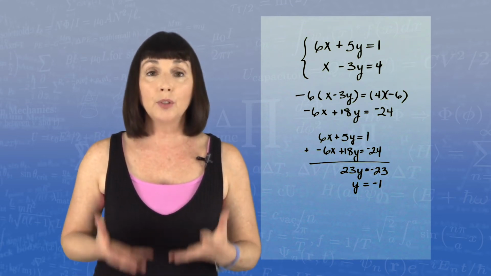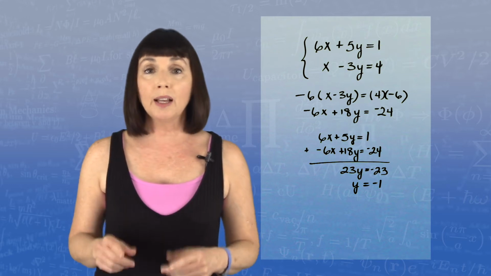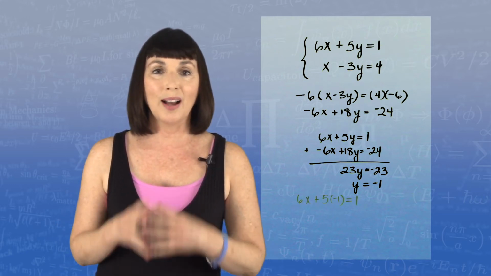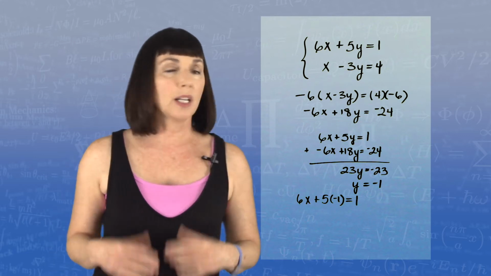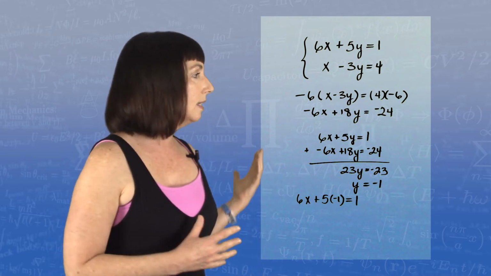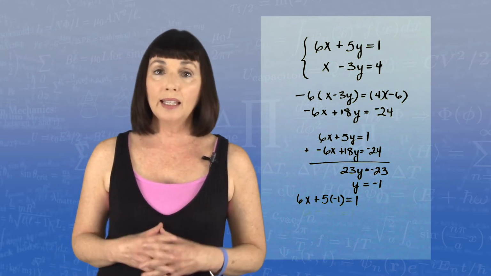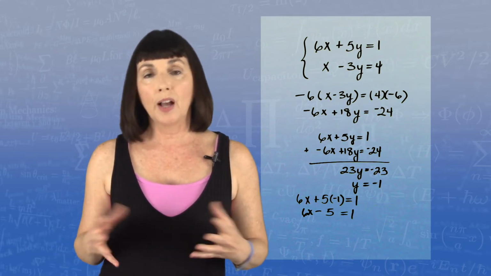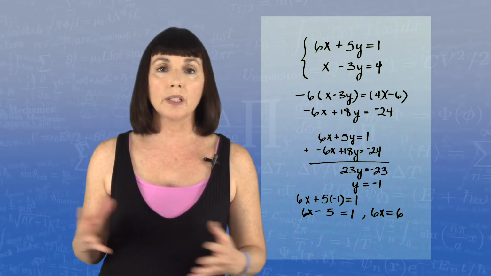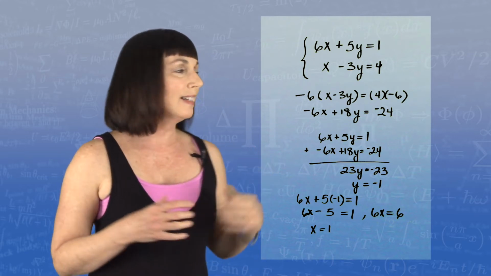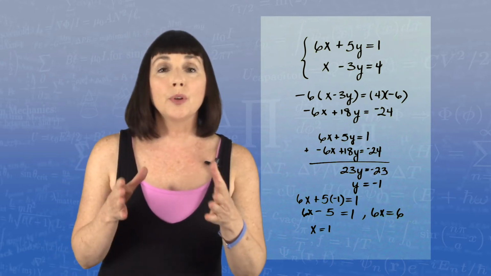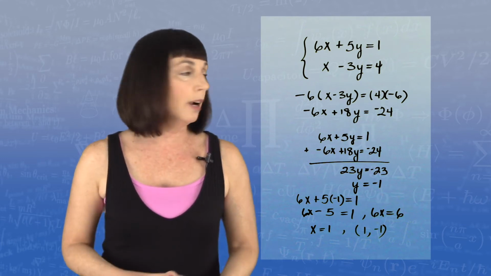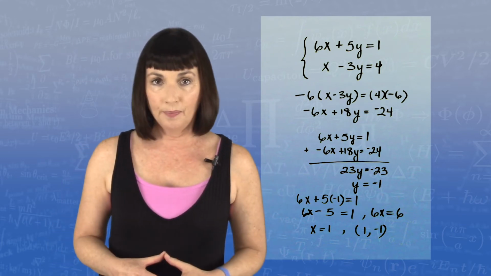Now I have a value for y, so I can plug that into my equation 1 and solve for x. So I get 6x plus 5 times negative 1 is equal to 1. And that gives me 6x minus 5 equals 1. Adding 5 to both sides, 6x equals 6, or x is equal to 1. So the solution to this system of equations is the ordered pair (1, -1).